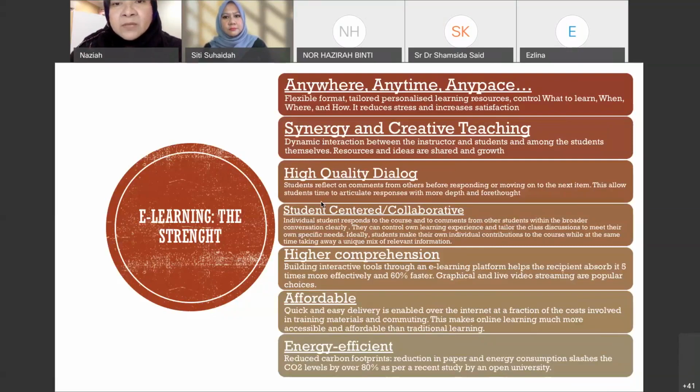Okay, graphical and live video streaming is the most popular choice, but we do have other kinds of platforms or methods. Affordability: using e-learning can reduce the costs of mobilization, the process cost, the project cost, the overhead cost, so it can reduce the fee. By using affordable internet, it can quickly and easily deliver learning over the internet. Those who have internet can get the information at the tip of their fingers. As for energy efficiency, it reduces the carbon footprint, with reductions in paper, energy consumption and CO2 level. So it's more sustainable for the environment.